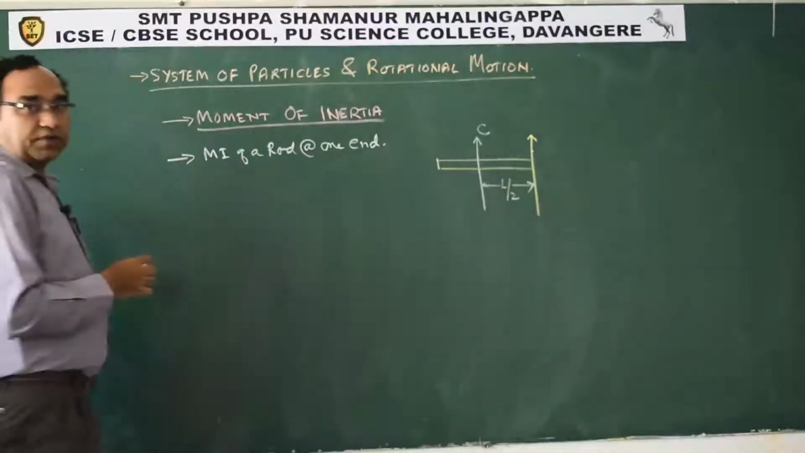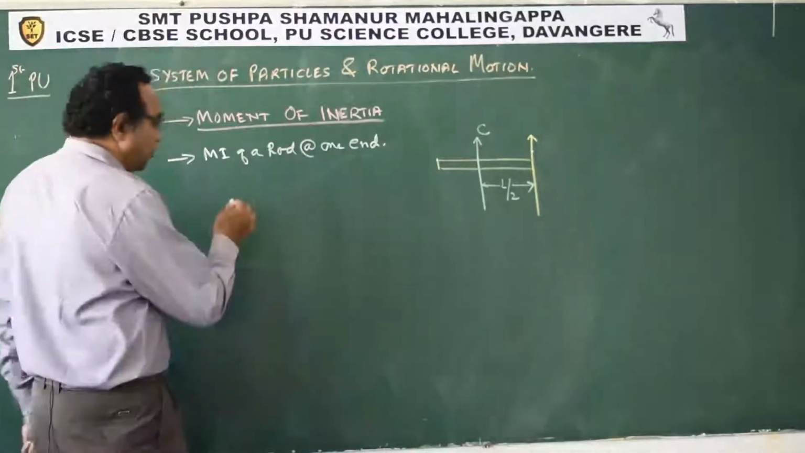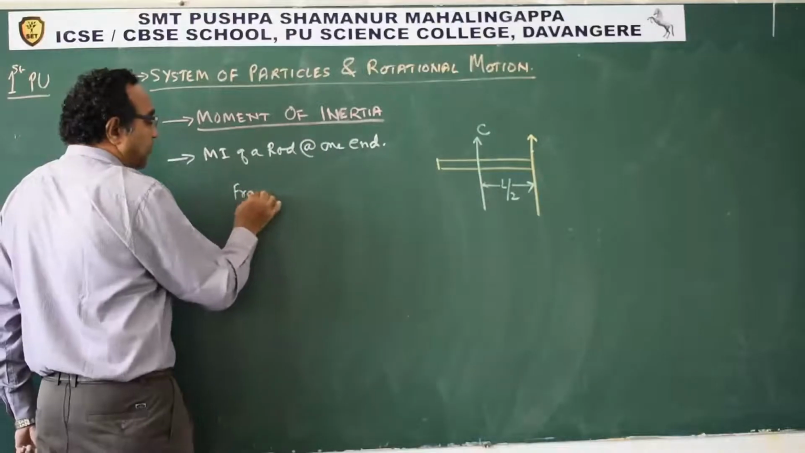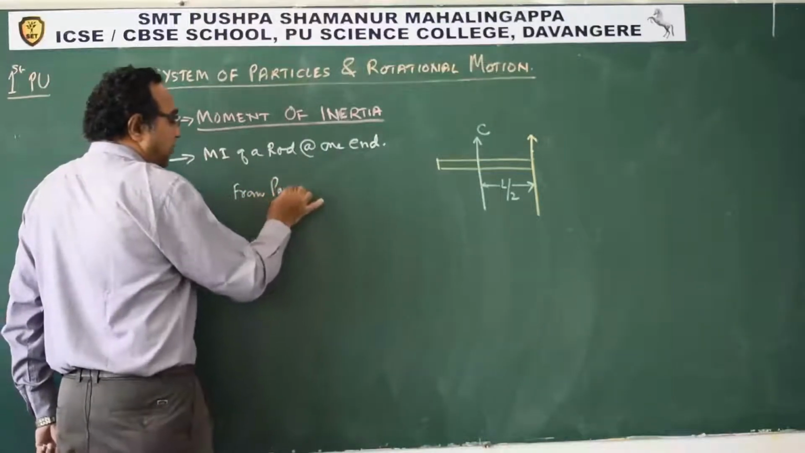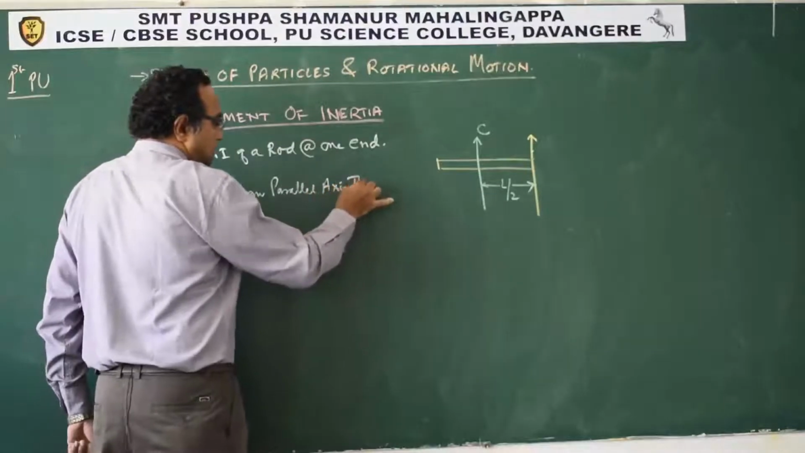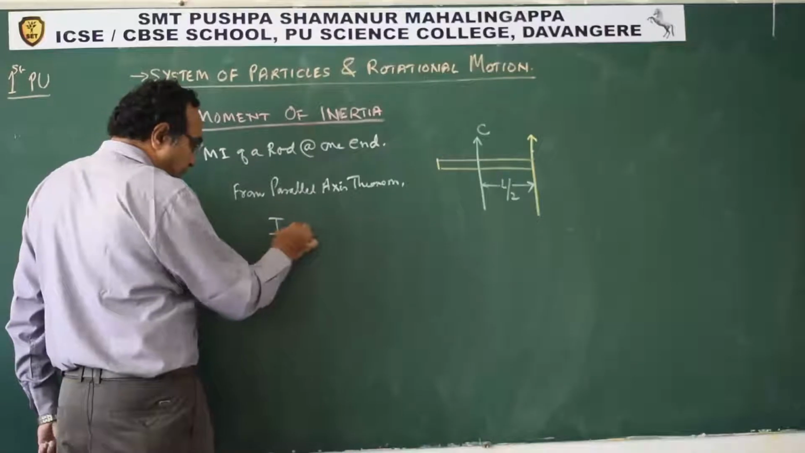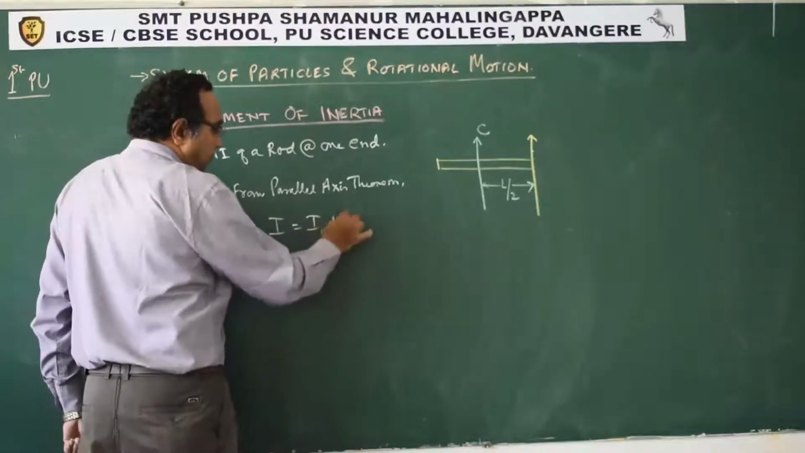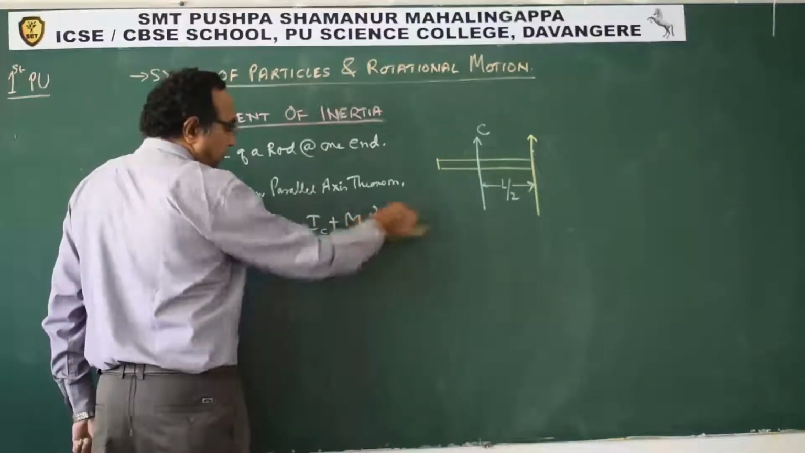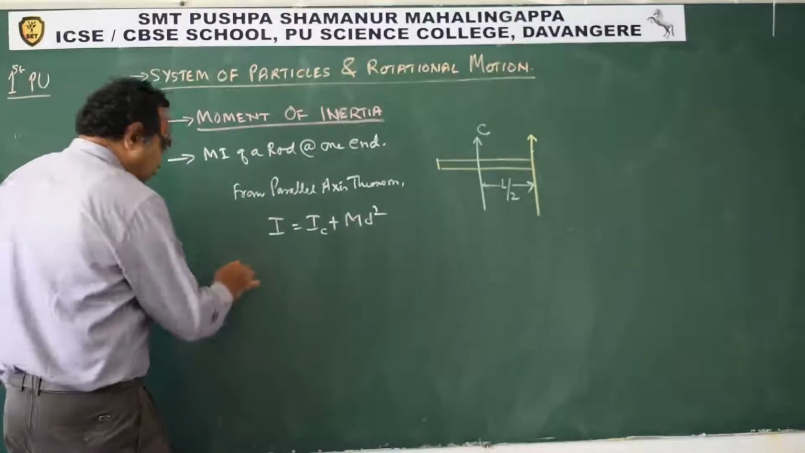So what we observe, the two axes are parallel to each other. So we will use the parallel axis theorem. From the parallel axis theorem, we can write the moment of inertia I is equal to IC plus mass times the square of the distance from the axis of rotation.